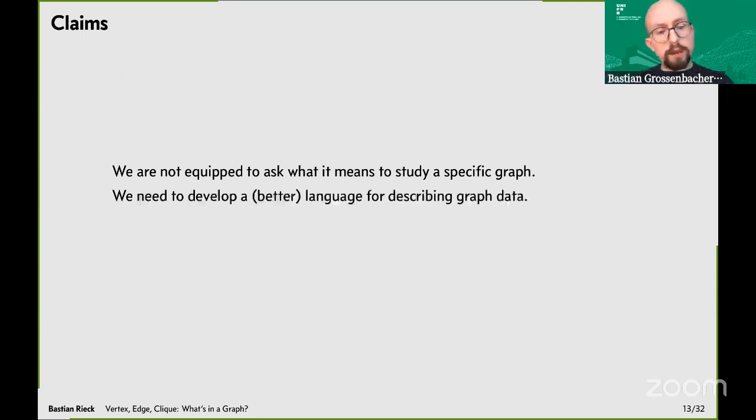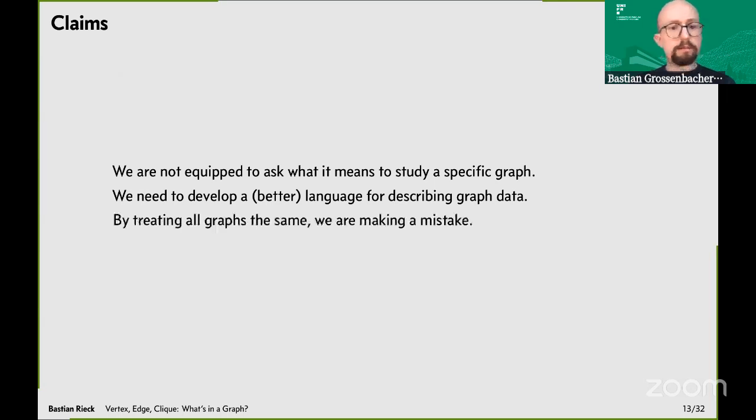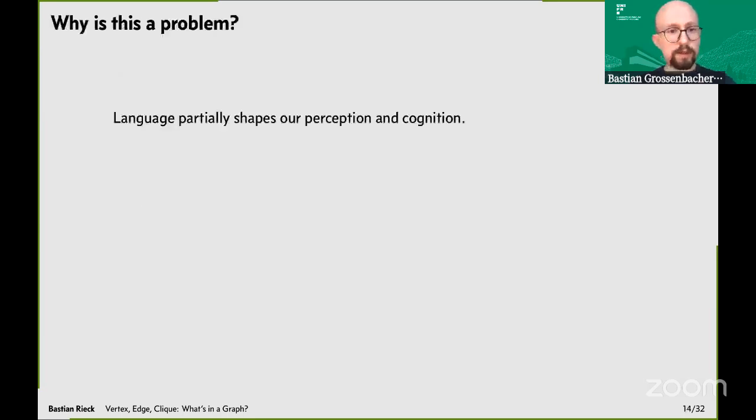So I believe that we need to develop a language, or at least, if you believe that we already have a language, we need to develop a better language for describing this type of graph data. And by treating all these graphs the same, I believe that we're making a mistake as a community and as methods developers. So we should be looking into more diversity of our methods and more diversity of our paradigms when we deal with those things.